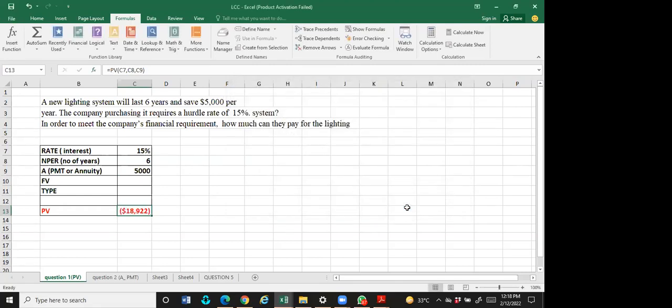So it's giving us 18,922. Why is it negative? Because that's the money leaving your pocket. Remember in our cash flow, we say money leaving your pocket is negative, money coming is positive. So if Excel gives you red in bracket, it means negative. Any question?